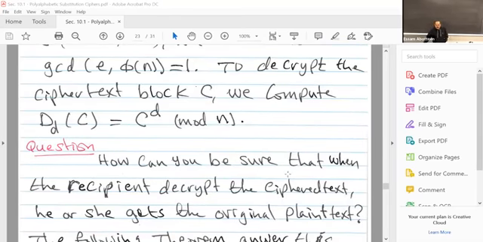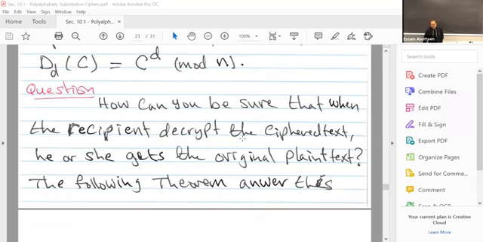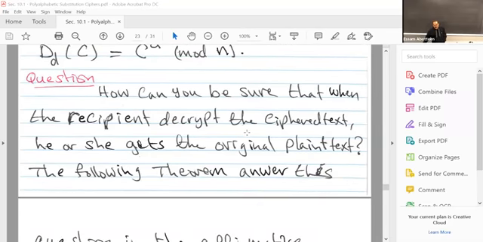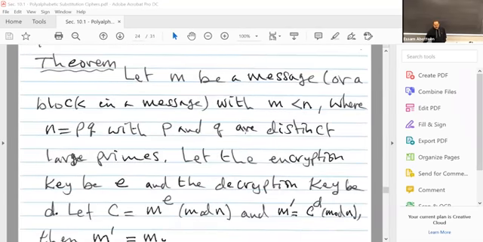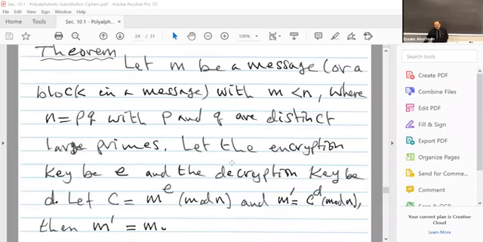How can you be sure that when the recipient decrypts the ciphertext, he or she gets the original plain text? We're going to answer this question by a theorem, which states this: let M be a message, or a block in a message, with M smaller than N, where N we know is equal to PQ, but of course it's not revealed, with P and Q distinct large primes.